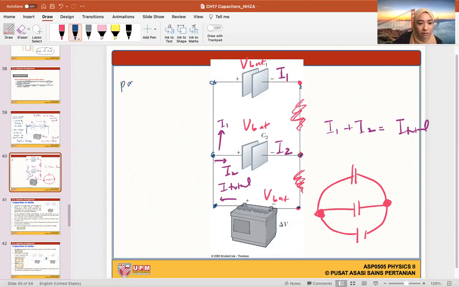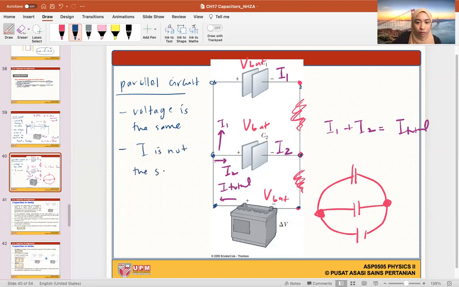So in a parallel circuit, voltage is the same. C2 has V battery or V total. C1 also has V battery or V total. The current I is not the same, assuming that the capacitors are not equal.